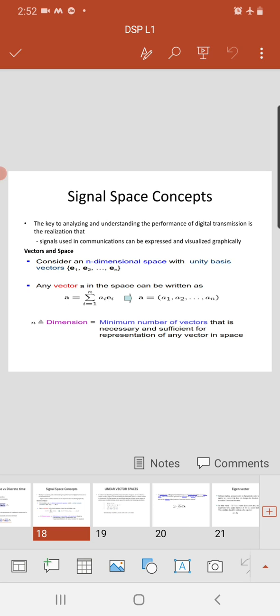Vectors and space. Consider an n-dimensional space with unity basis vectors e1, e2, dot dot dot, en. Any vector a in the space can be represented by a equal to summation i equal to 1 to n of a_i e_i, where the value of a_i varies from a1, a2, dot dot dot, an. What is n? It is nothing but the dimension, that is, the minimum number of vectors necessary and sufficient for the representation of any vector in the space. So consider an n-dimensional space having vectors e1, e2, and so on, and any vector in the space can be written using this equation.